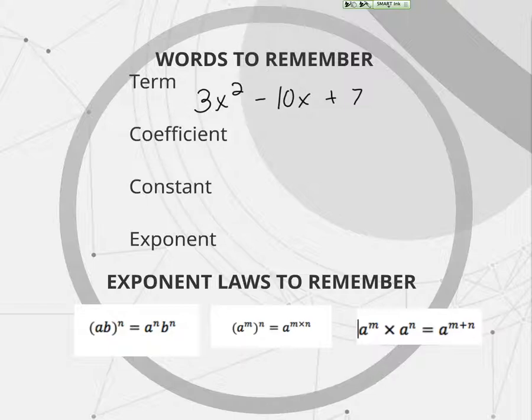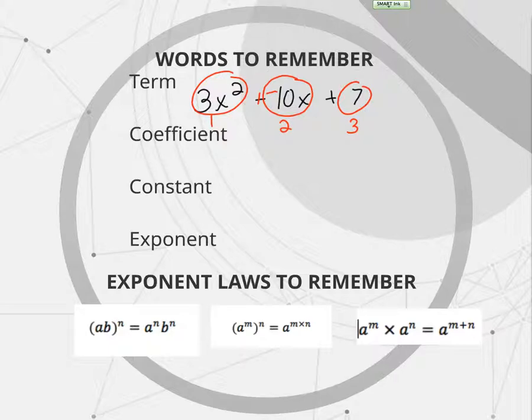Close, you're close. 3x squared is one term. It's the first term, because it's the first one in the list. So I do want to make sure these are pluses. So negative 10x would be the second term. 7 would be the third term. And since it's a trinomial, there are only 3 terms. But we know on Tuesday we had stuff that had up to 7 terms, right? And we're going to have stuff that is even more than that today. But are we okay with that word term?